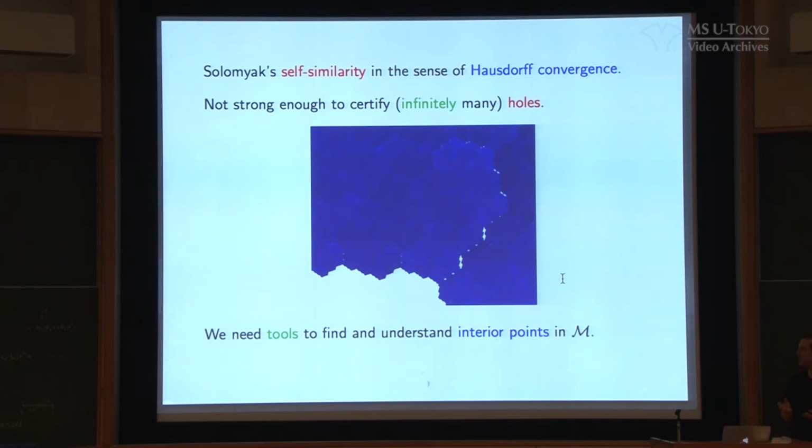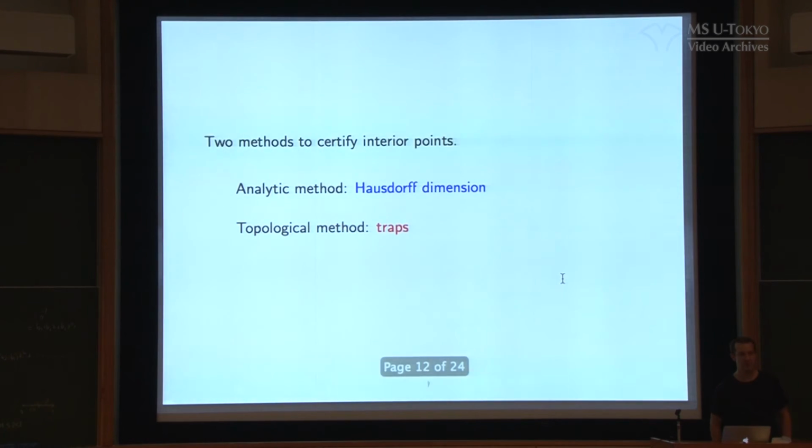And exactly what's missing is some control over the interior points in M. So the problem then is exactly to find good tools to find and understand interior points in M, and the remainder of my talk is about this subject. There are two key methods, and both of them are important to certify interior points. There's an analytic method, discovered by Bush. It's not so hard, but it's a very nice and powerful method using just Hausdorff dimension. And there's a topological method using traps. So I'll talk about what was known first.